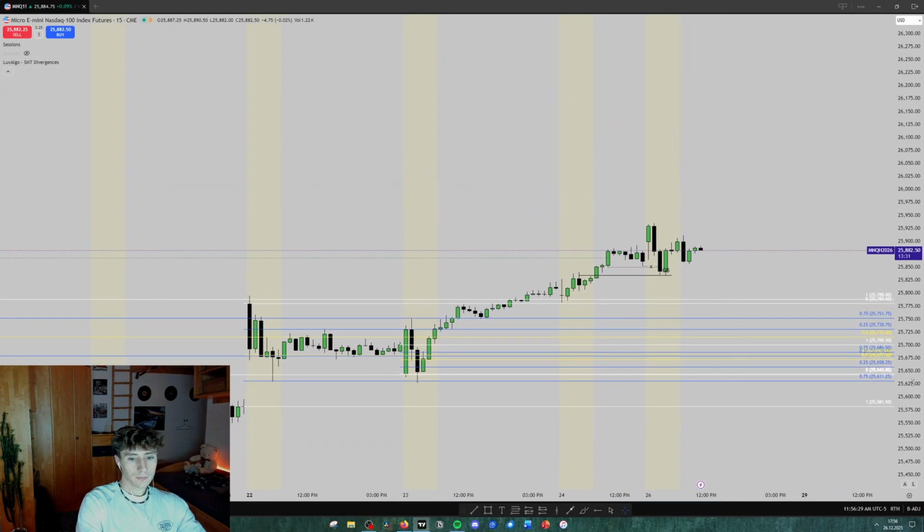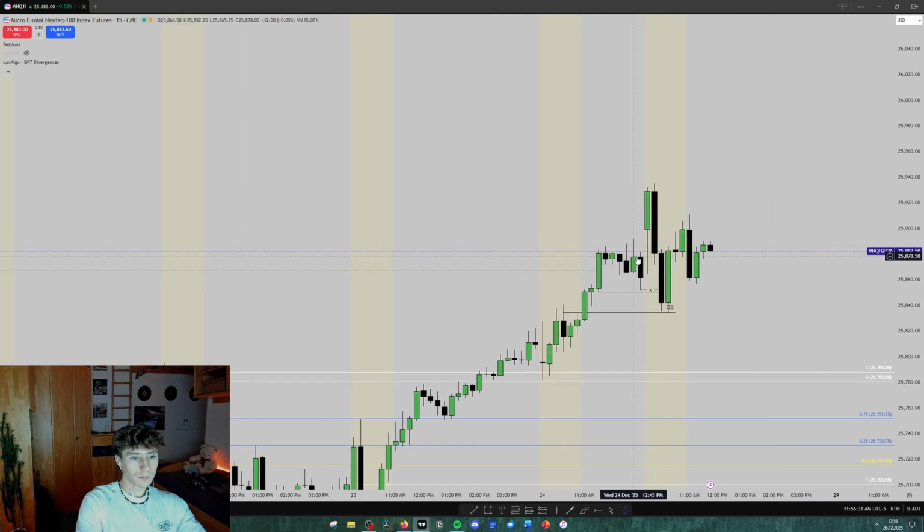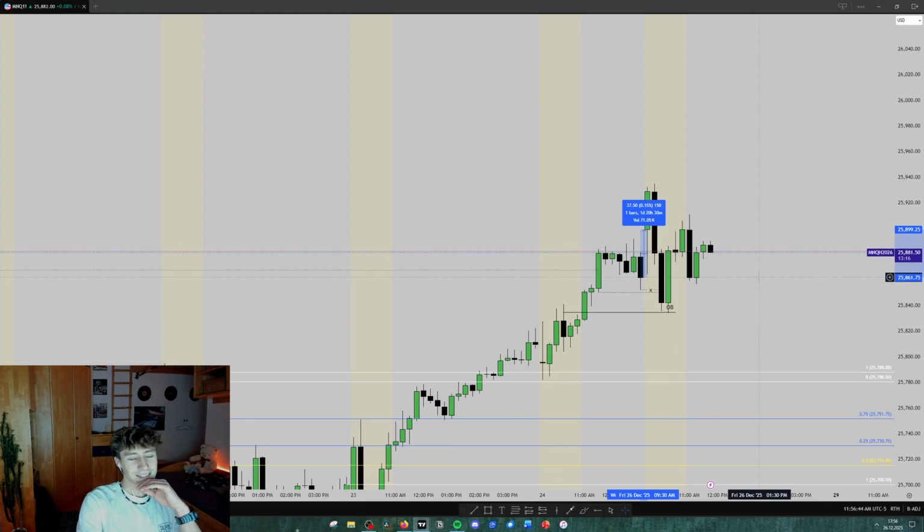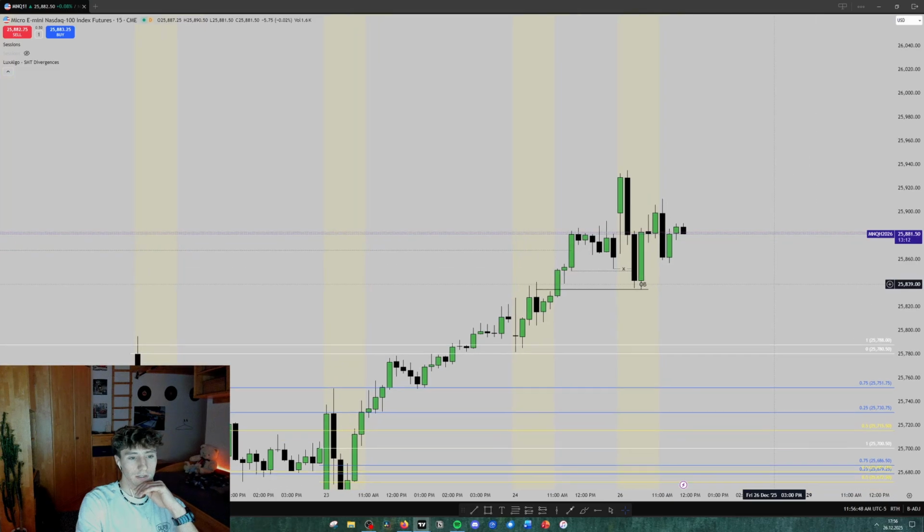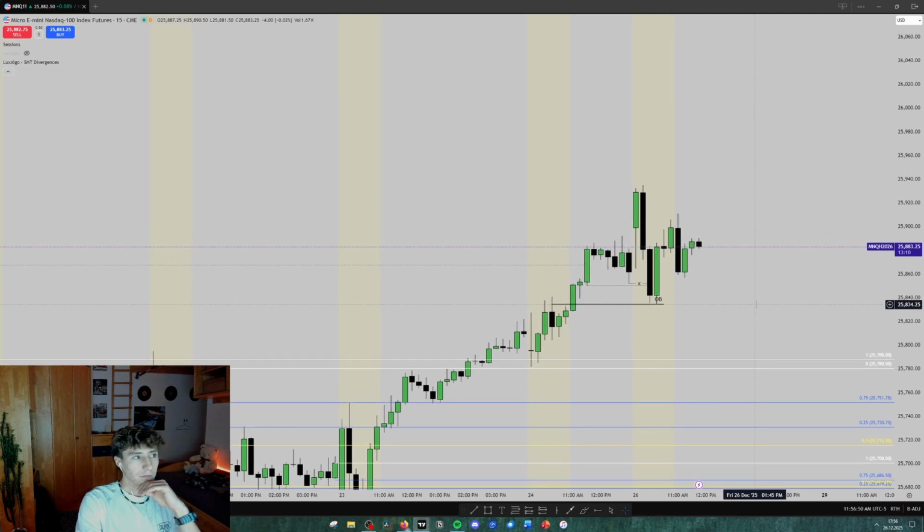Because we have such a low volume, we actually had only a new opening range gap of 37 handles. So we can basically ignore it because it is smaller than 40 handles.